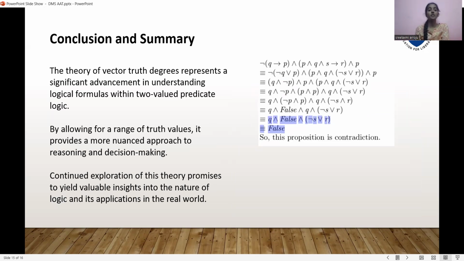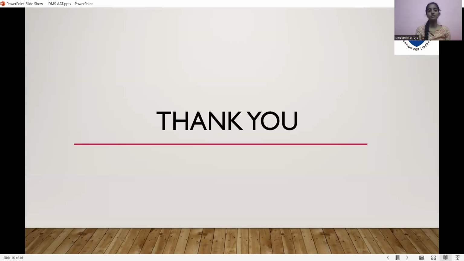Conclusion and summary. The theory of vector truth degrees represents a significant advancement in understanding logical formulas in two-valued predicate logic. Continued exploration of this theory promises to yield valuable insights into the nature of logic and its application in the real world. Thank you.